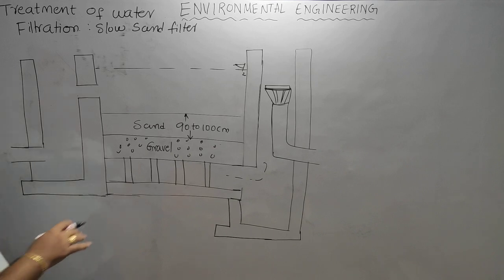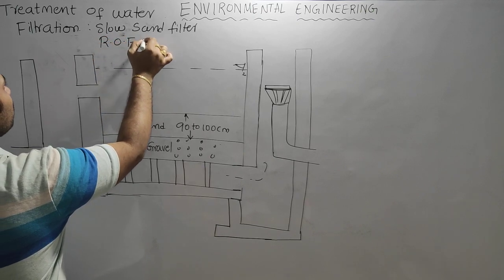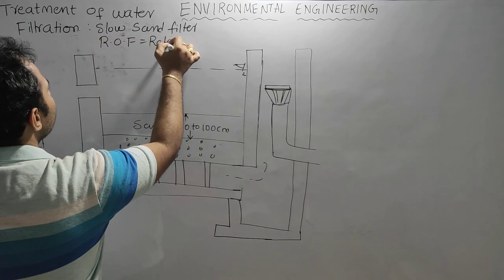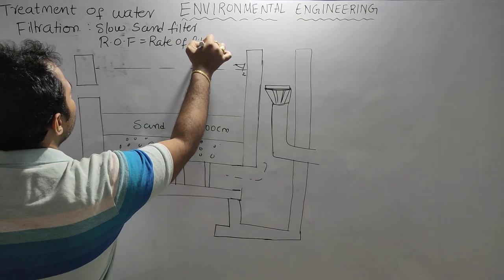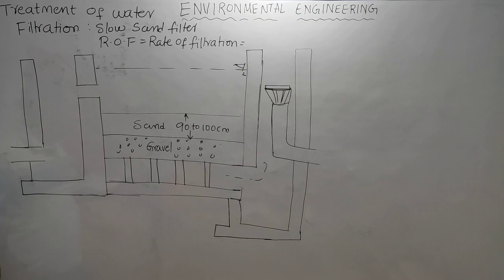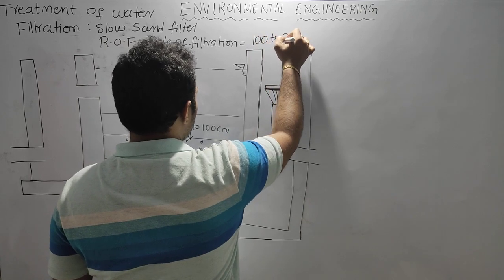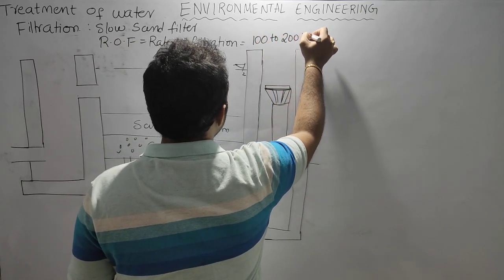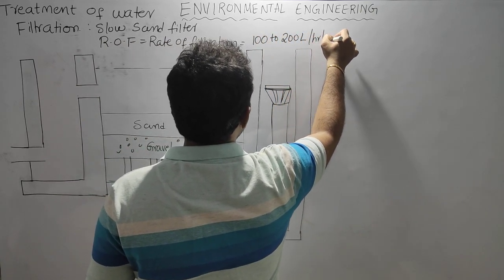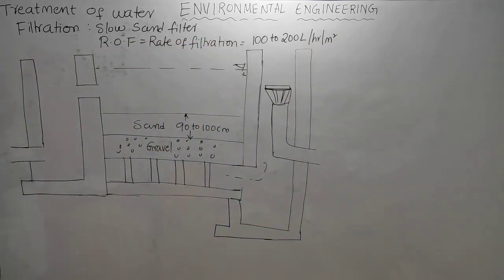Here the rate of filtration of the slow sand filter is equal to 100 to 200 liter per hour per meter square. Liter per hour per meter square surface area it will filter.